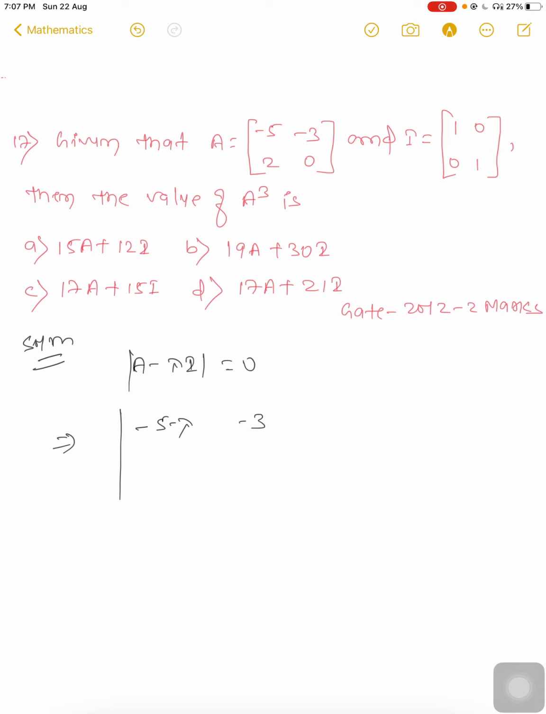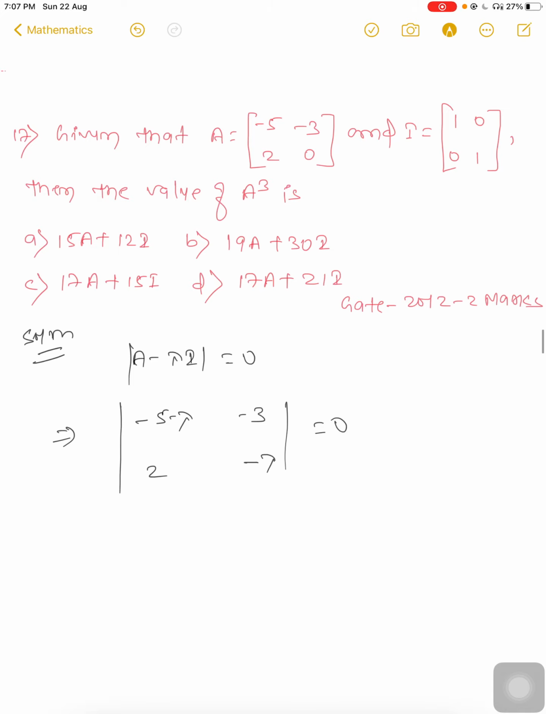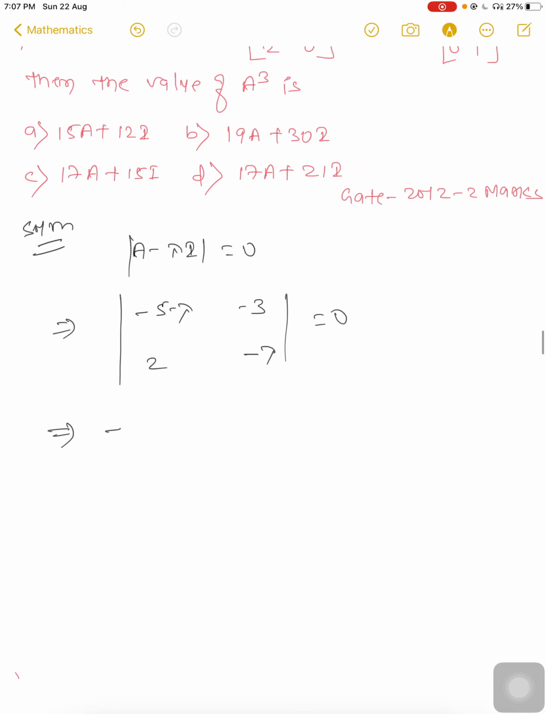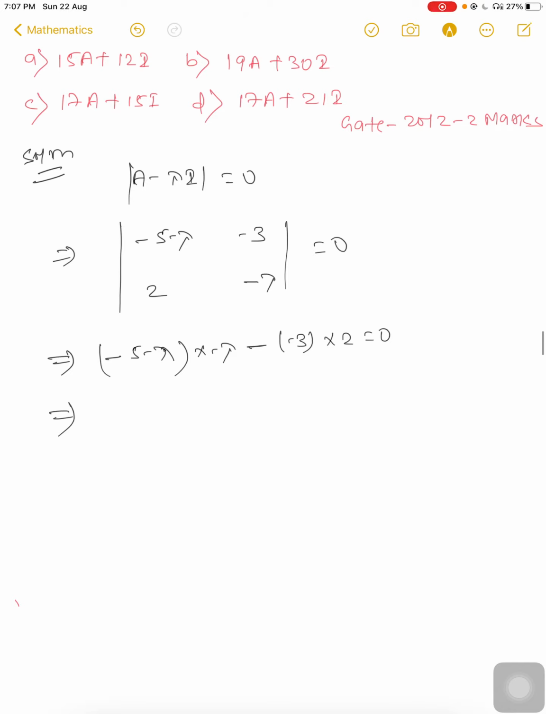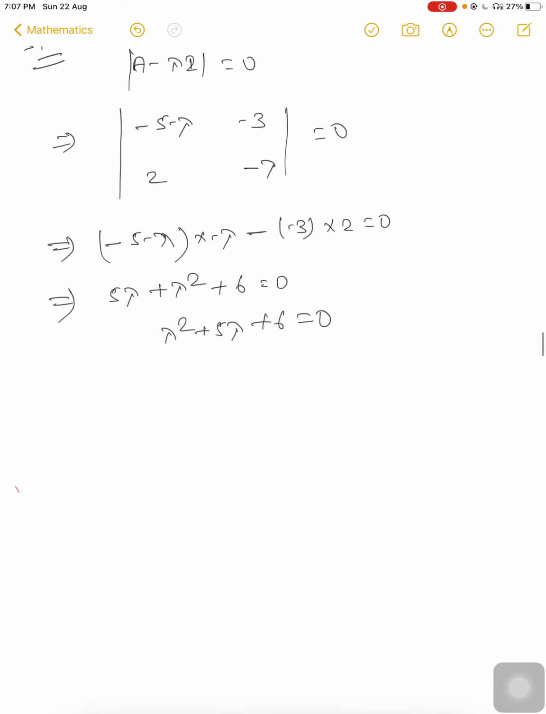Determinant of minus 5 minus lambda, minus 3, and 2, minus lambda is equal to 0. Then minus 5 minus lambda into minus lambda, minus minus 3 into 2 is equal to 0. Then you will get 5 lambda plus lambda square plus 6 is equal to 0. Then lambda square plus 5 lambda plus 6 is equal to 0.